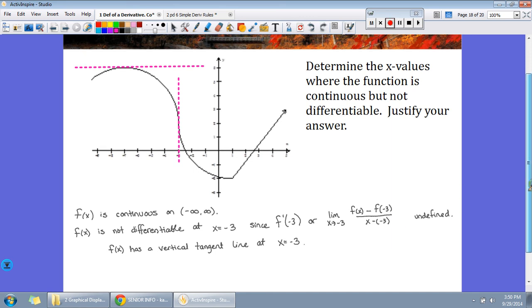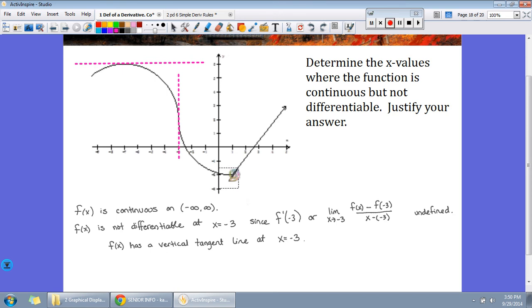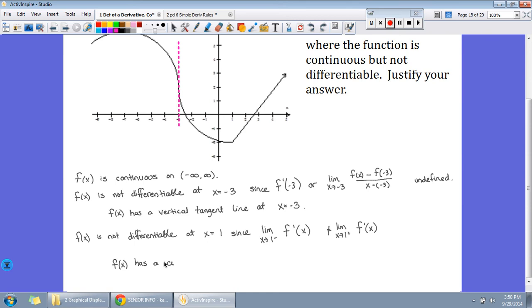There's one more point on this graph that is also not differentiable. Do you see it? It's x equals negative 1. The reason why f is not differentiable at x equals negative 1 is that the limit as x approaches negative 1 from the left of the derivative does not equal the limit as x approaches negative 1 from the right of the derivative. This is an example of a cusp.